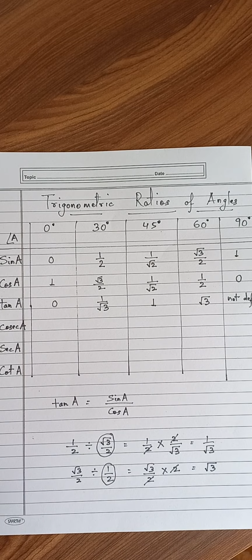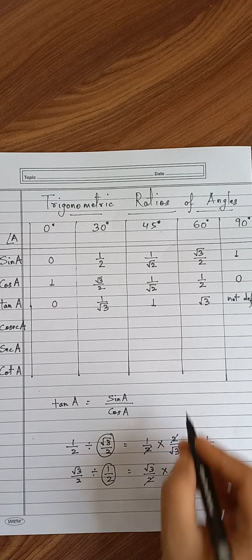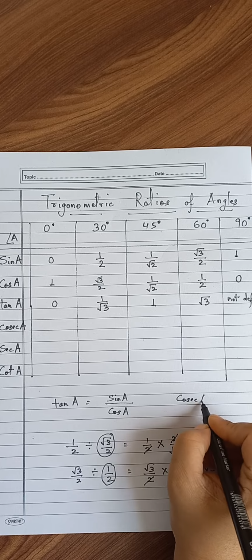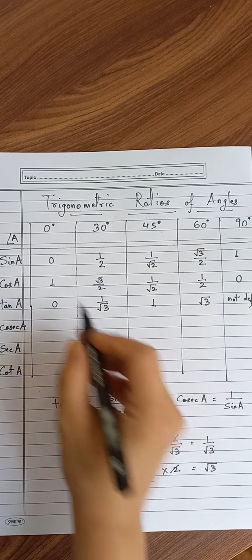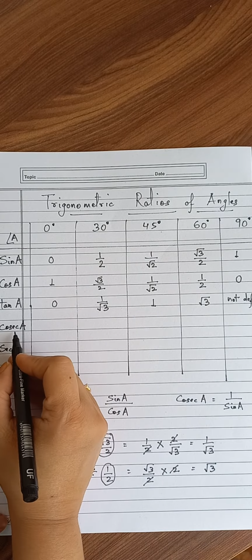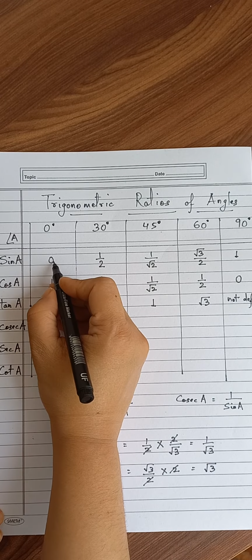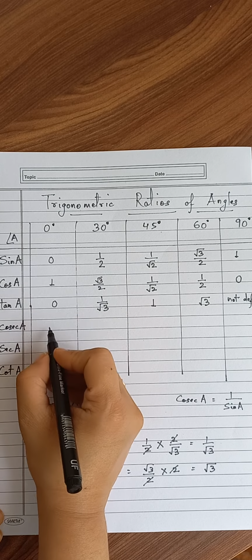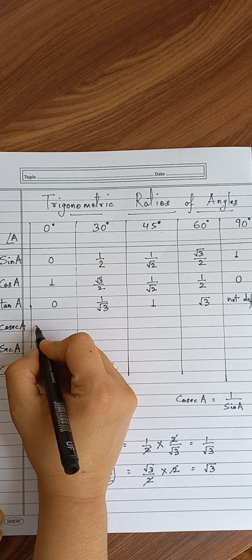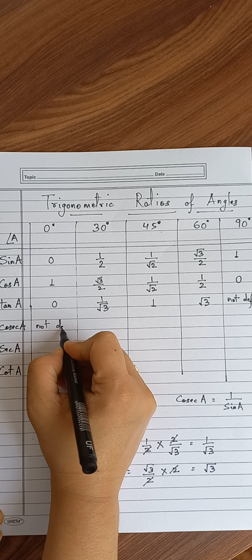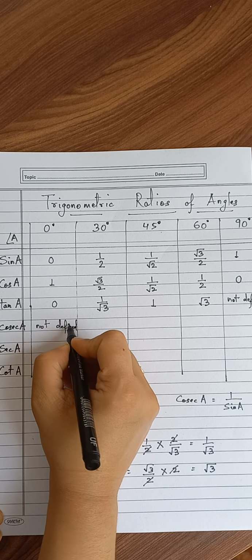Fine. Now for cosec, already we know that cosec is the reciprocal of sine. Okay, so we have all the values of sine. So cosec means reciprocal of sine. So it is 0, that means 0 upon 1. So cosec value will be 1 upon 0. 1 upon 0, that means again not defined or infinity.